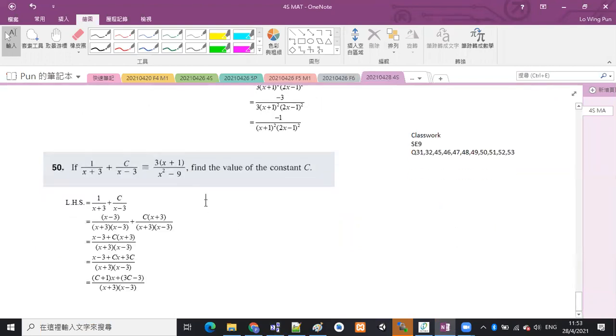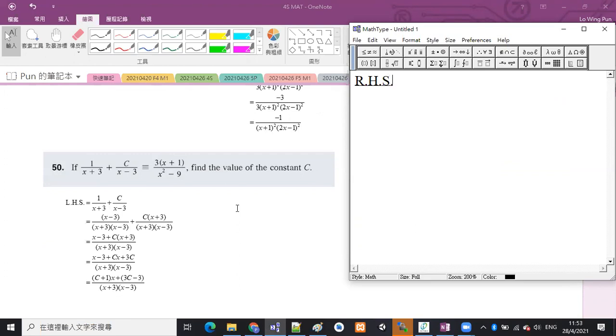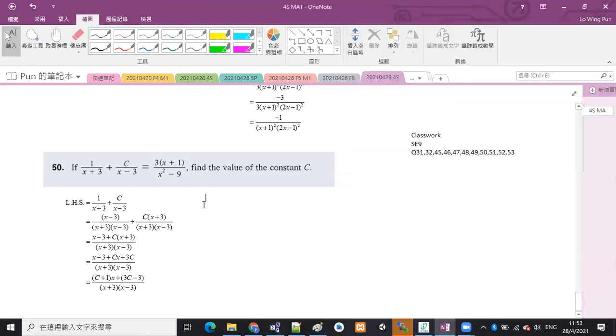For the right hand side, originally it is 3 times (x plus 1) over x squared minus 9. The numerator should be expanded. According to the terms, the x term and constant term should be separated. And the denominator should be factorized. It becomes (x plus 3) times (x minus 3). And it is done on the right hand side.